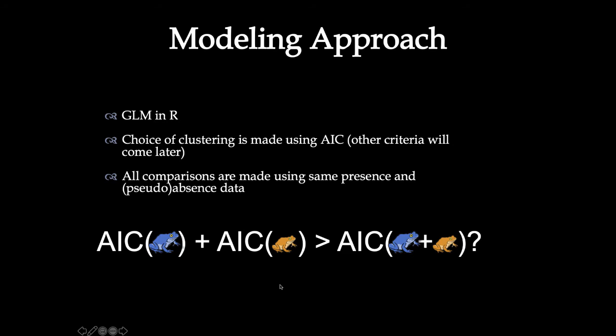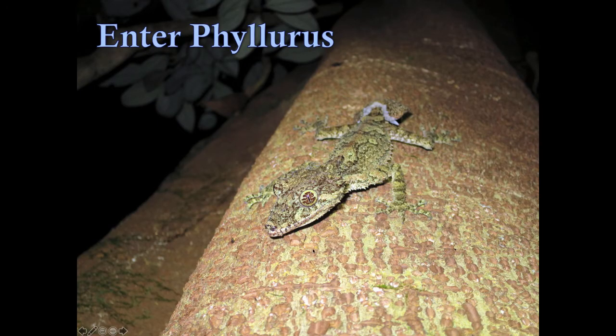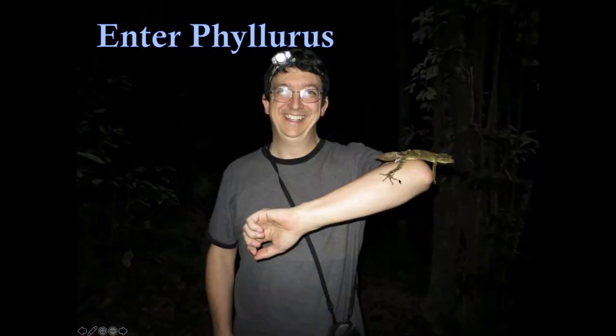So we can do this with real species now. This is a leaf-tailed gecko. The data I'm going to show you was graciously loaned to me by Conrad Hoskins and Dan Rosauer. These guys live in Eastern Australia. Here's one on me, just chilling.